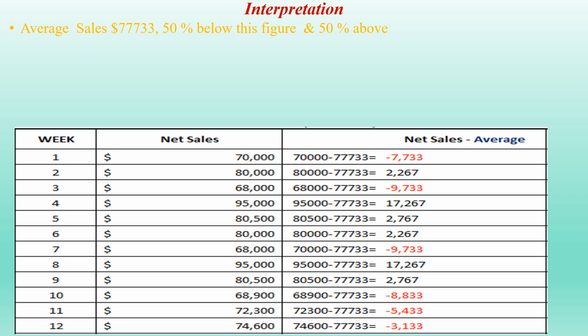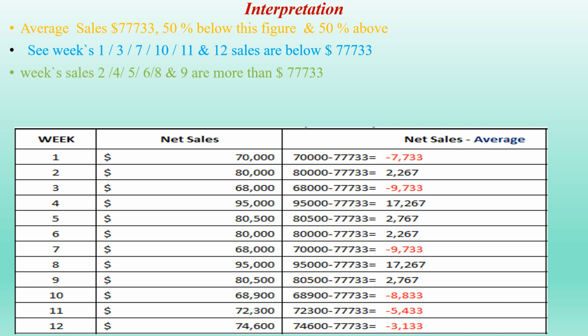Interpretation. Average sales. Since we have calculated the average sales, it means 50% of sales are below this figure and 50% are above this figure. Let's check out the table. See weeks 1, 3, 7, 10, 11 and 12. Those sales are below the average sales. We can see them in red on the screen. Similarly, weeks 2, 4, 5, 6, 8 and 9 are more than average sales.